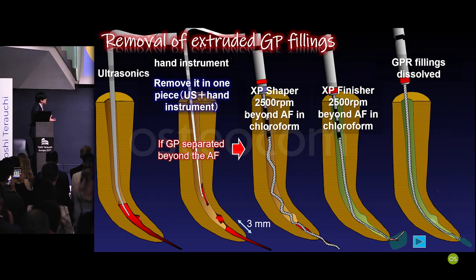But if it's separated, when you see the gutta percha remaining 3 millimeters inside the root canal, use chloroform, agitate it, you push chloroform into the periapical tissue, use XP finisher, rotate it outside the root canal, spin it, then gutta percha will be completely gone. Because it's important to agitate chloroform to soften the gutta percha. If it's softened, macrophage will take care of the remaining gutta percha.